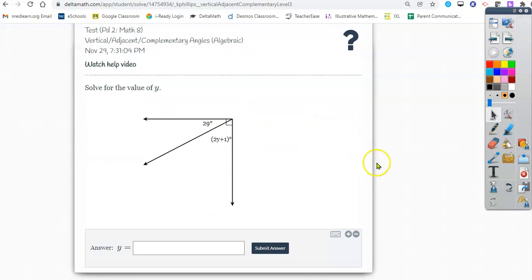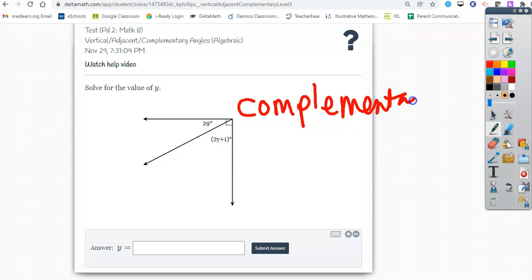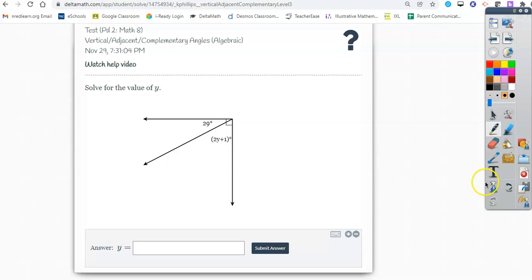Let's try it again. So what is the relationship here? Are they congruent, complementary, or supplementary? Well, hopefully you're noticing that right angle right there. So that means that they are complementary. And when you are complementary, you have a sum of 90 degrees. So my given angle plus my mystery angle has to add up to 90 degrees.